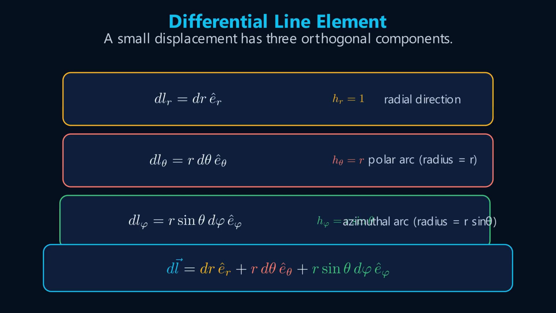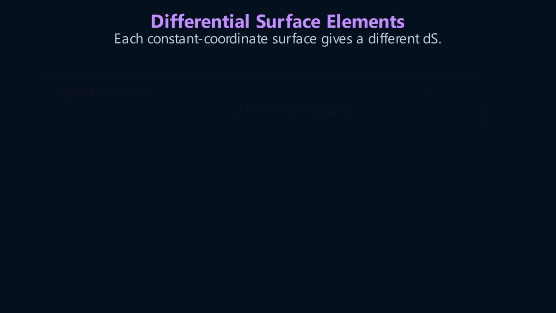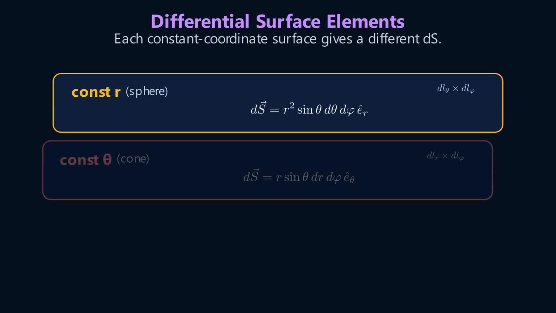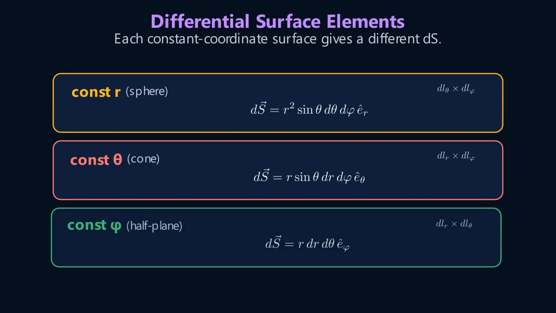The total line element is dl equals dr e_r plus r d theta e_theta plus r sine theta d phi e_phi. The differential surface element ds combines two differential lengths. On a surface of constant r, which is a sphere, ds equals r squared sine theta d theta d phi e_r. Both angular metric coefficients appear here, r for theta and r sine theta for phi, giving the r squared sine theta factor.